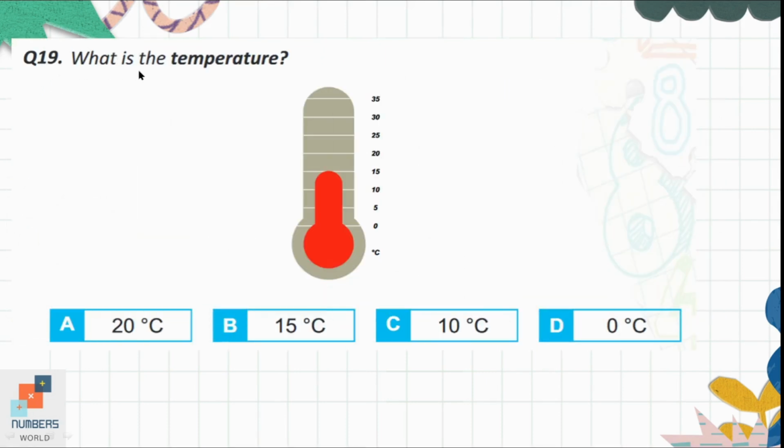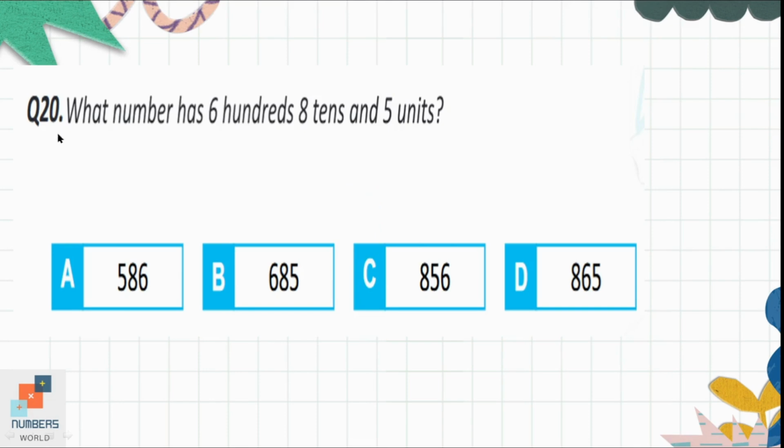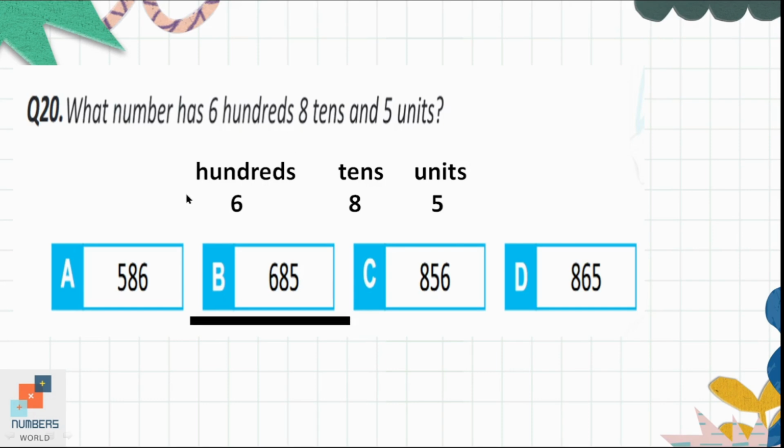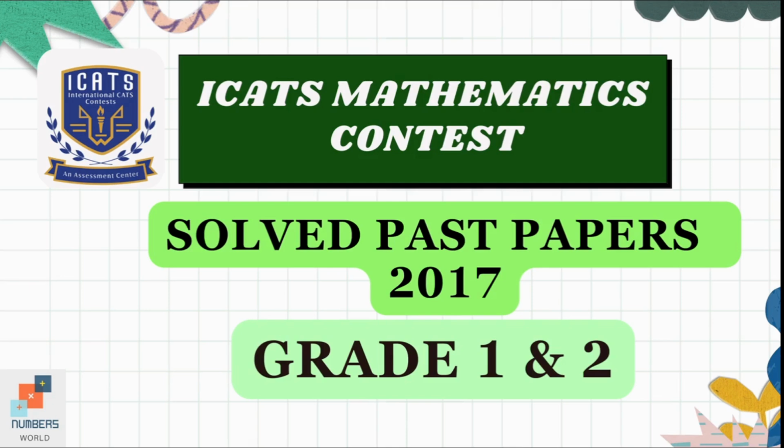Question number 19. What is the temperature? So we can see the red part is ending exactly at 15. So the temperature is 15 degrees Celsius, which is our option B. Question number 20. What number has 6 hundreds, 8 tens, and 5 units? So 6 is at hundreds place, 8 is at tens place, and 5 is at units place. If we look at all our options, option B is the correct representation of the information given. So that is the correct one.